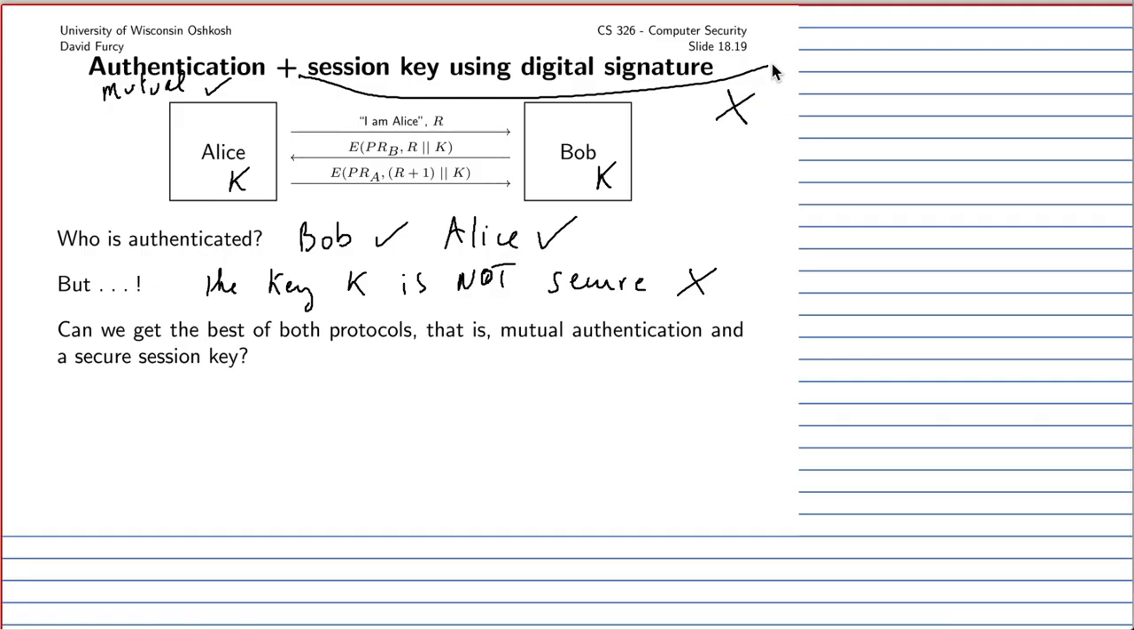So in conclusion, we have two different protocols in this video. The previous protocol is able to establish a session key in a secure manner, but only one of the parties was authenticated. Whereas in this protocol, both parties are authenticated to each other, but the protocol does not enable them to share a session key securely. So is it possible to combine the best of both worlds and come up with a protocol that is both able to share a session key securely and to perform mutual authentication? That will be the topic of the next video.